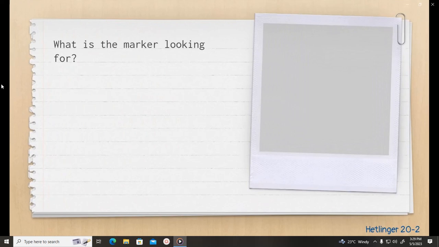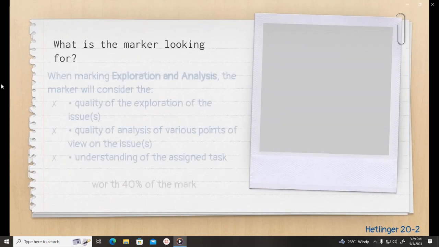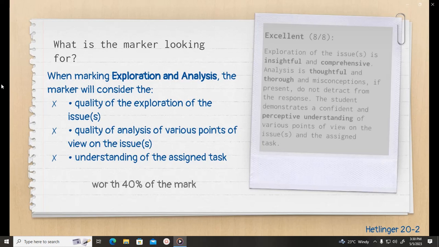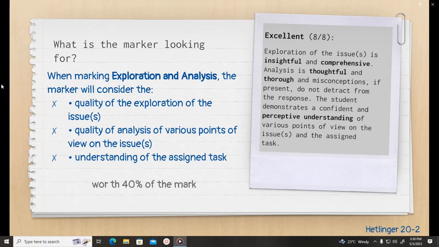At this point, the marker can actually mark the first category of the rubric, which is exploration and analysis. How well did you explore the issue? And did you explore various points of the issue? This is why I want you to examine all 3 sources, because it shows a real depth of understanding. So in order to get 100% on this category, your exploration needs to be insightful, comprehensive, thoughtful, and thorough. So if you examine all 3 sources and describe the pros and cons of each, you should do well in this category.